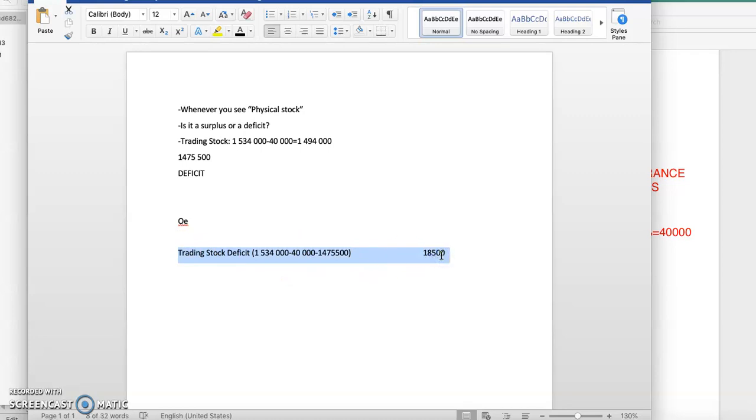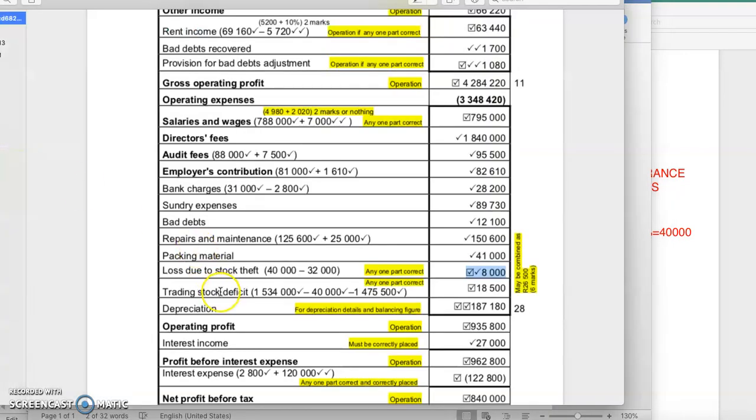And yeah, remember, if this amount was higher, then it would be a surplus. But for now, it's a deficit and it should look like this.